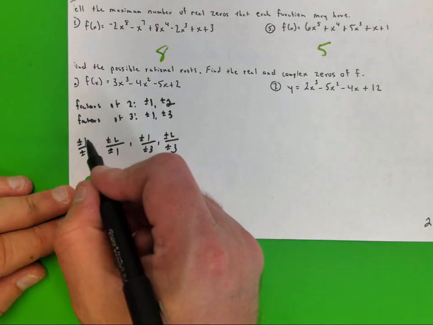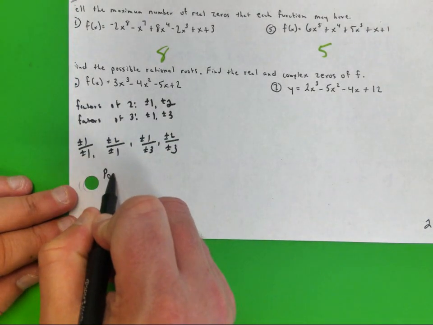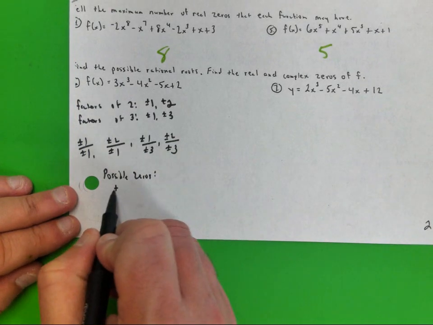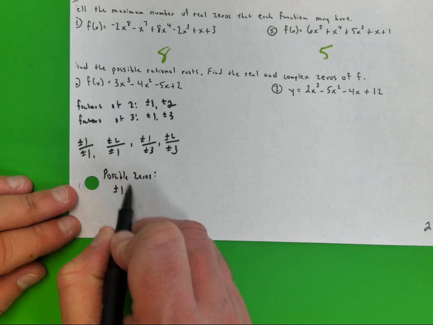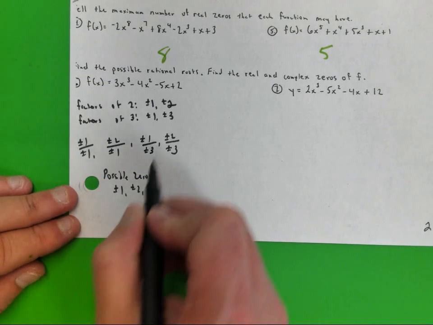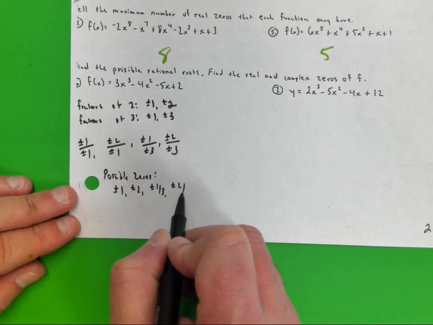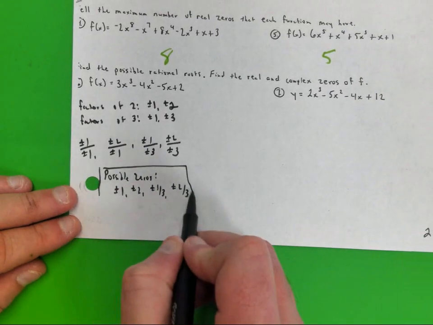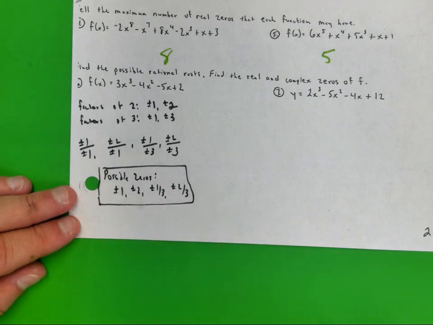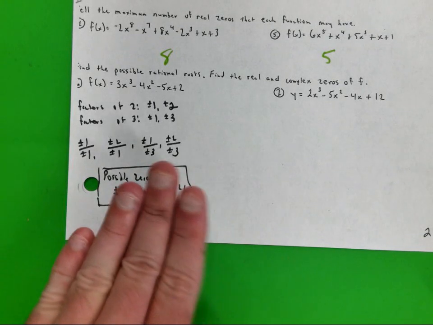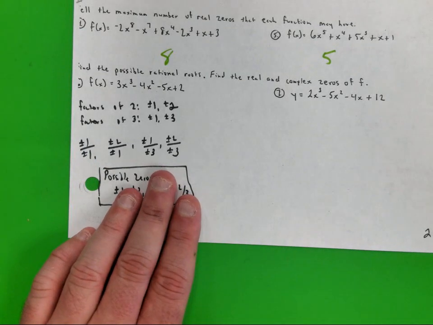And then you divide. What's 1 divided by 1? So here's your list of possible zeros. Doesn't mean they have to be zeros, but if it was to cross, it's going to cross at one of these values. 2 divided by 1 is 2. 1 divided by 3 is 1/3. 2 divided by 3 is 2/3. So that's my list of possible. And I'm going to teach you how to use that in a little bit. That doesn't mean that it crosses everywhere. That's just the possible locations.